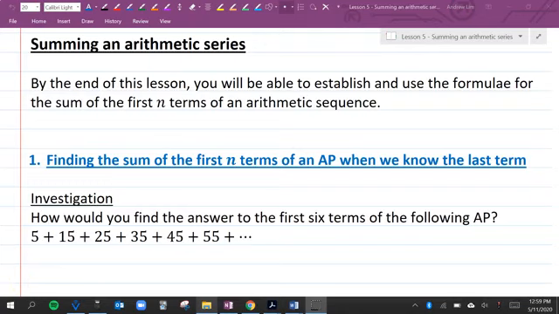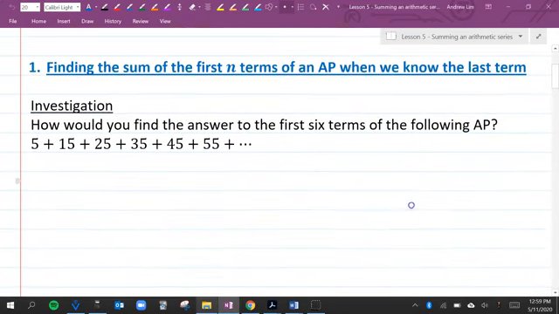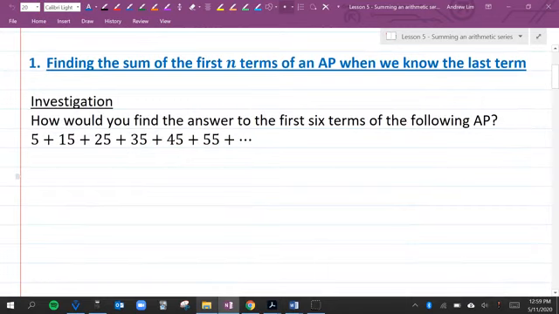In this video, we're going to be looking at summing an arithmetic series. So by the end of this lesson, you'll be able to establish and use the formulae for the sum of the first n terms of an AP. So let's have a look at the first bit. Finding the sum of the first n terms of an AP where we know the last term.